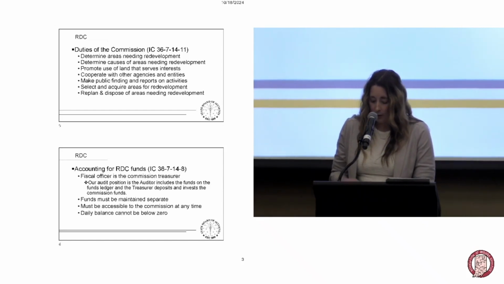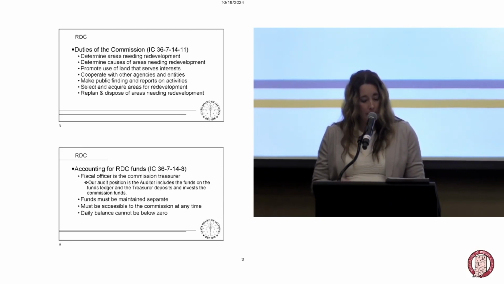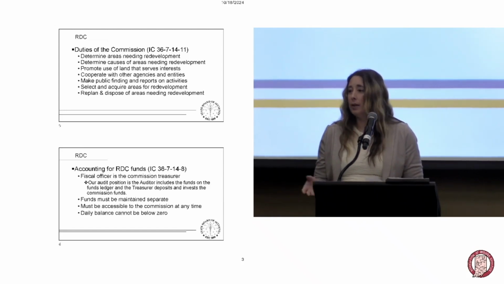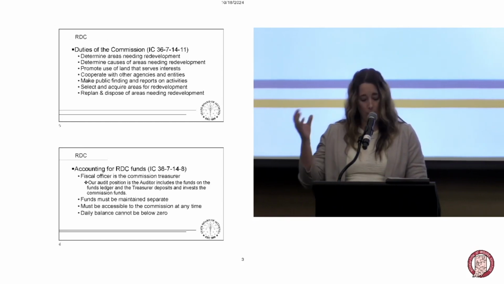All right, so as it goes through, it does talk about the funds must be held separately when they're established, right? So just like all your other funds, we're not commingling it with anything else. We know what those funds are. They're in a specific fund.